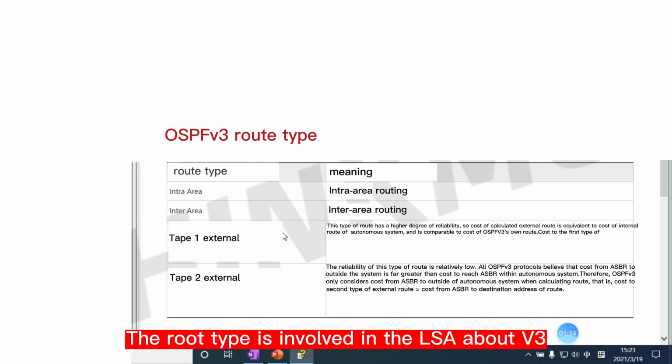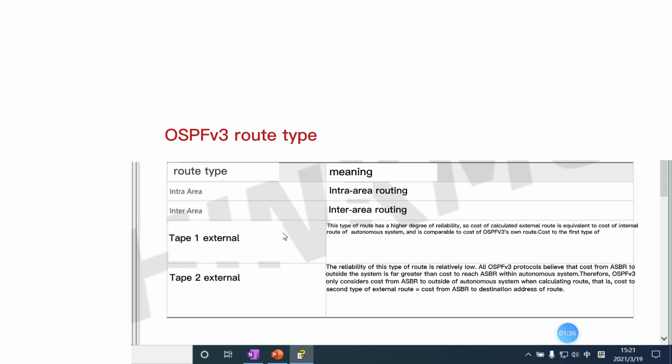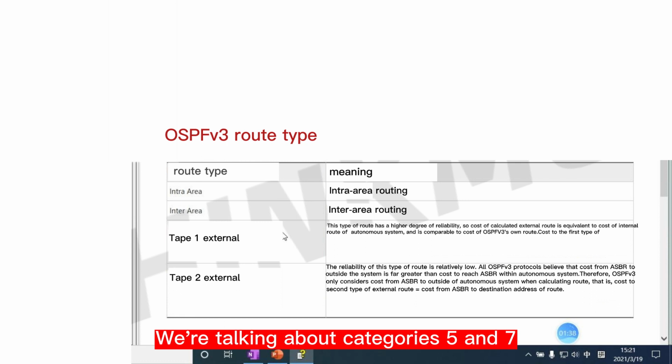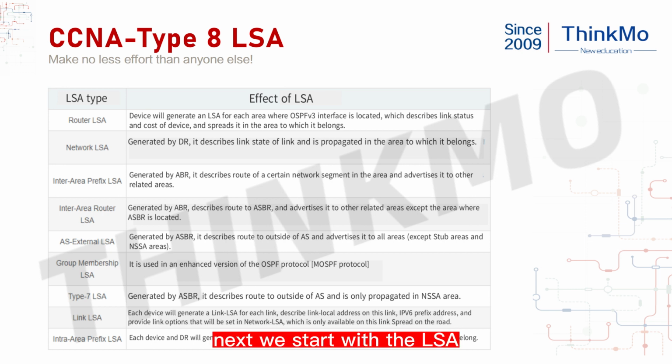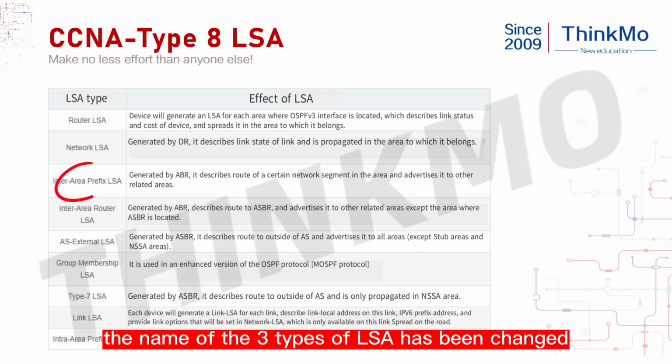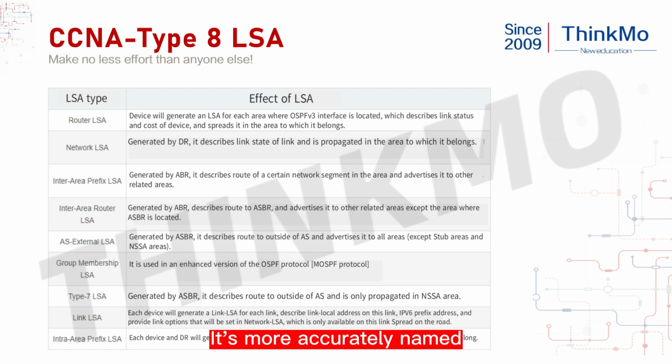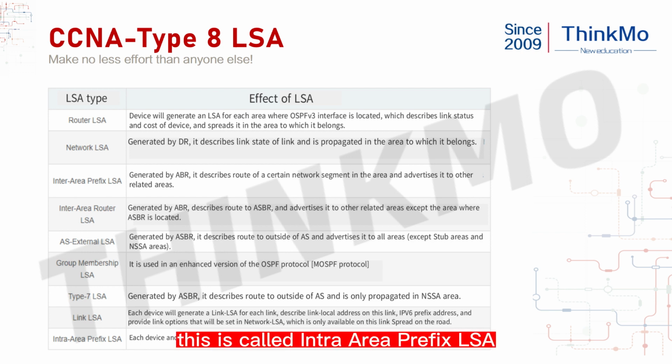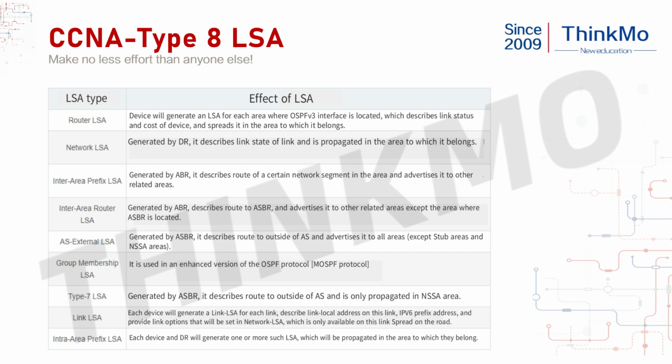The route type is involved in the LSAs of v3. It is divided into route types, basically the same as v2. We're talking about Types 5 and 7. We just mentioned that. Next we start with the LSAs. The names of Type 1 LSA and Type 2 LSA are similar, but the names of the Type 3 LSAs have been changed. It's more accurately named. This is called an intra-area prefix LSA, generated by the ABR.